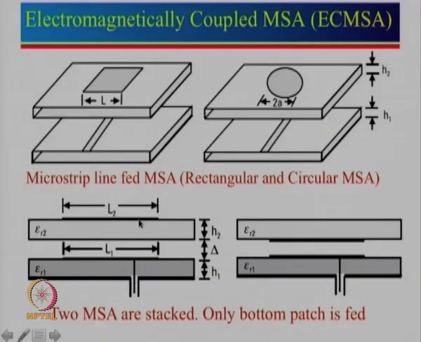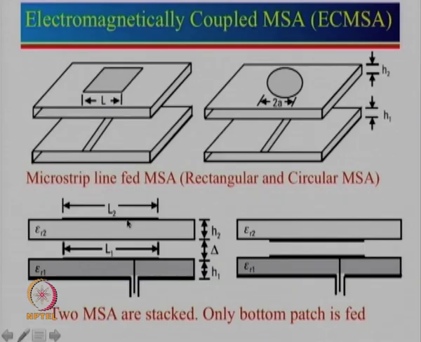So, there will be two patches which will be excited. Only one patch is being fed, other patches getting excited through the electromagnetic coupling, and that is why the name is electromagnetically coupled microstrip antenna, or in short ECMSA.